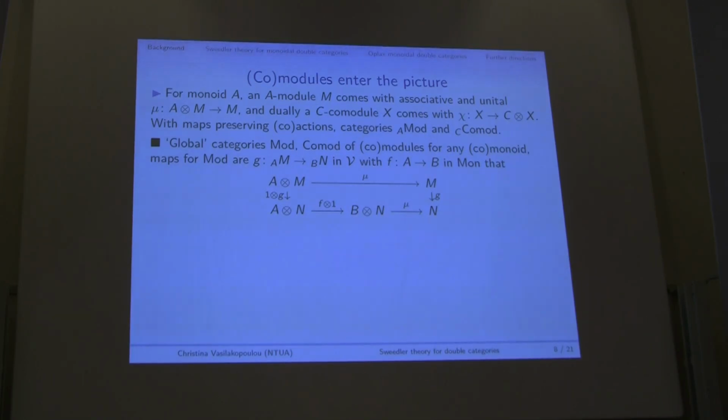We need to include in our definition a monoid map. So we need a passage, in the last line there, from A to B that essentially is making N, my B module, into an A module by restricting the scalars, as we said.